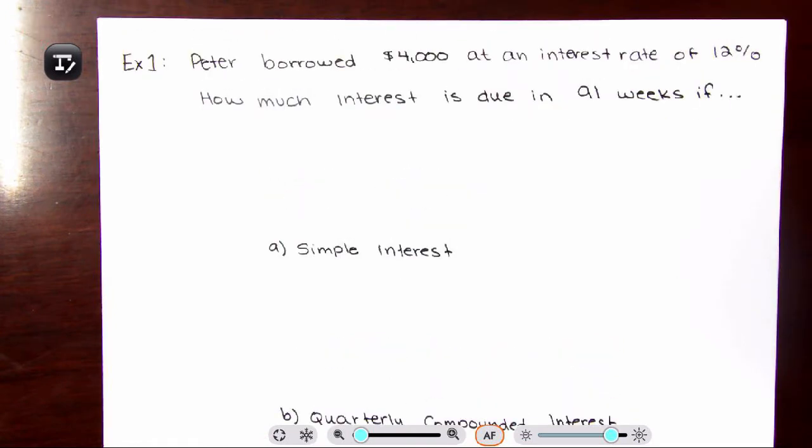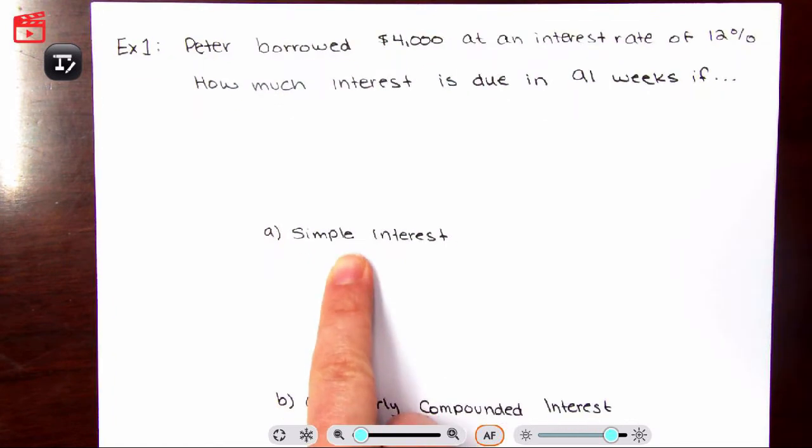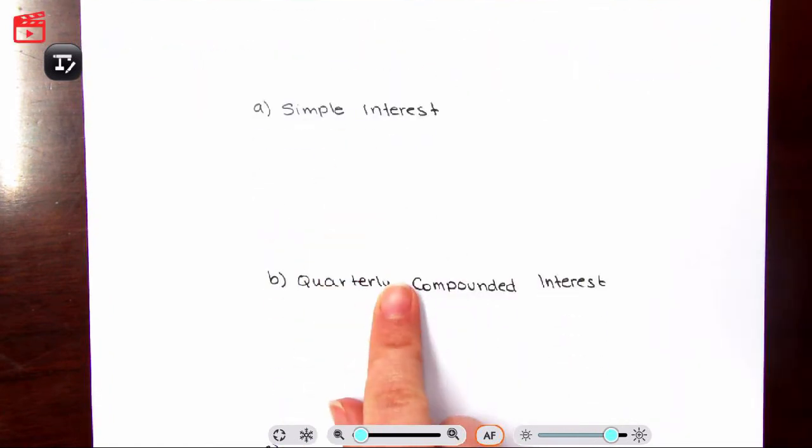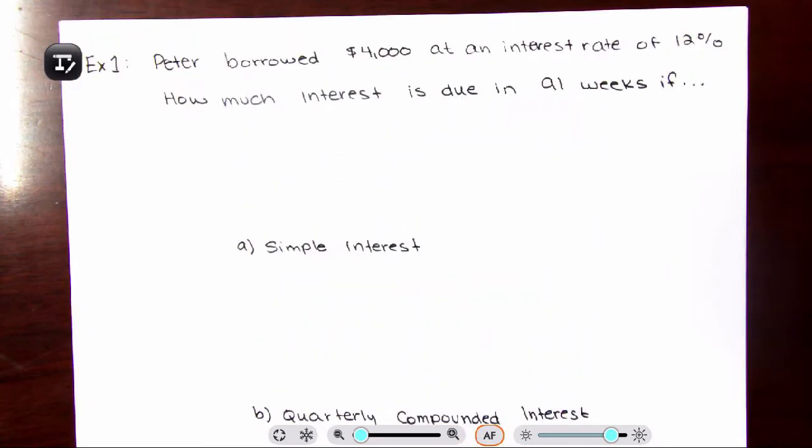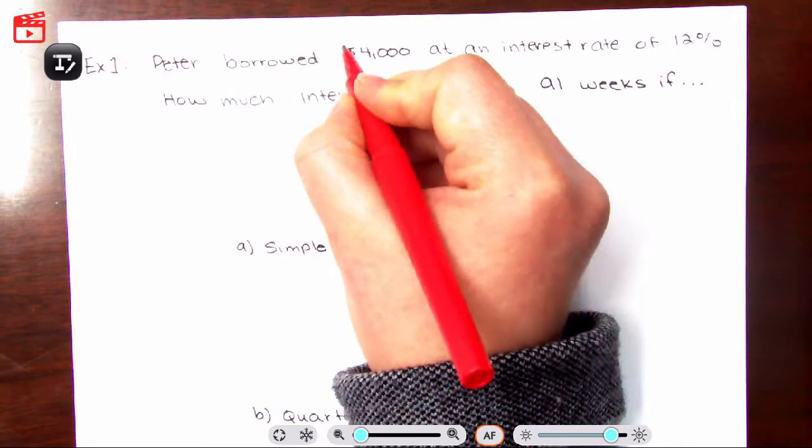Mr. Peter borrowed $4,000 at an interest rate of 12%. How much interest is due in 91 weeks if we compound, like we have simple interest, quarterly compounded interest, and continuously compounded interest? So we're going to find that out first. The first thing I notice is that he borrowed $4,000.